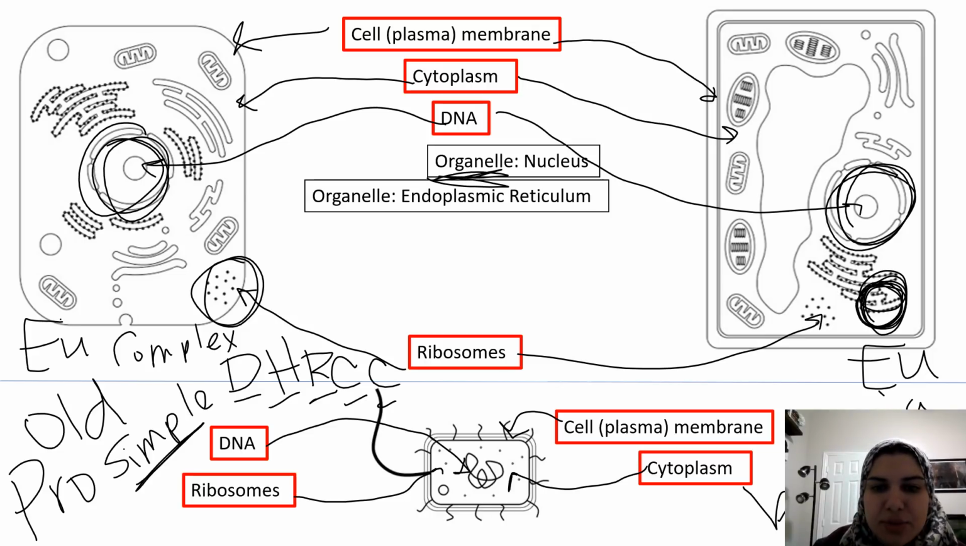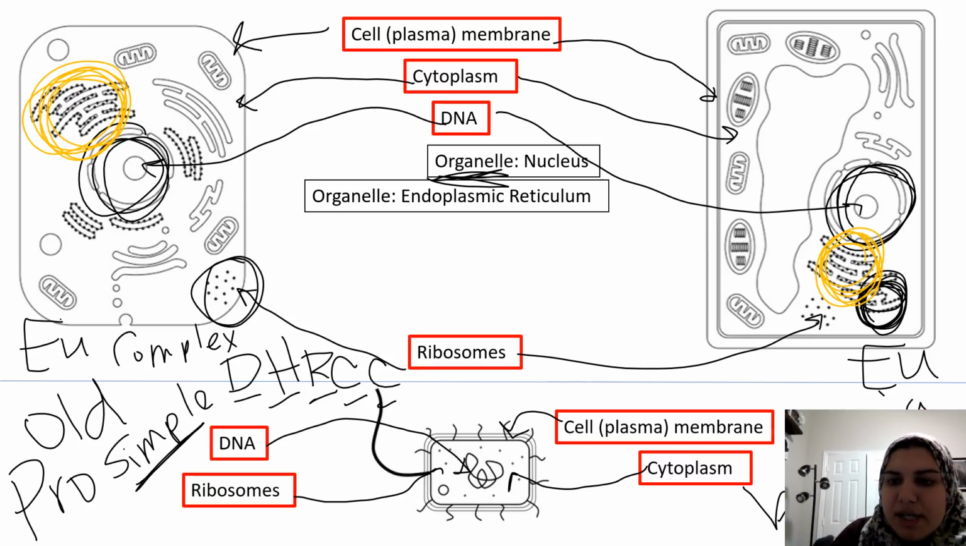The next one is endoplasmic reticulum. The endoplasmic reticulum, I'm going to go ahead and circle in yellow. It's this structure right here, so the one I'm circling in yellow. So the endoplasmic reticulum, its job is it can either be covered in ribosomes or it can be without ribosomes. So it can either be smooth or rough.